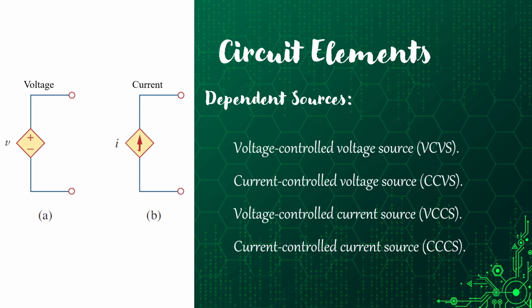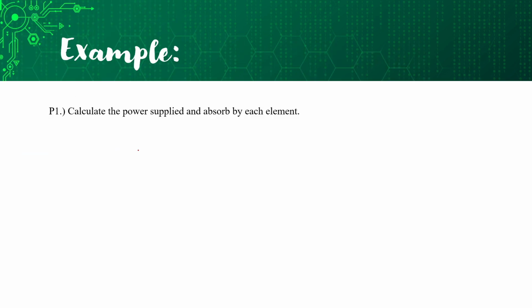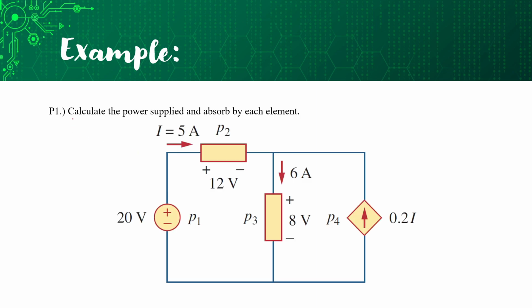So that's all for this chapter, but I'm going to give you an example to make use of all the learnings that we discussed so far. The last example that we're giving you. So the problem is here. Calculate the power supplied and absorbed by each element. So it means we need to find the power on this element, this element, this element, and this element.